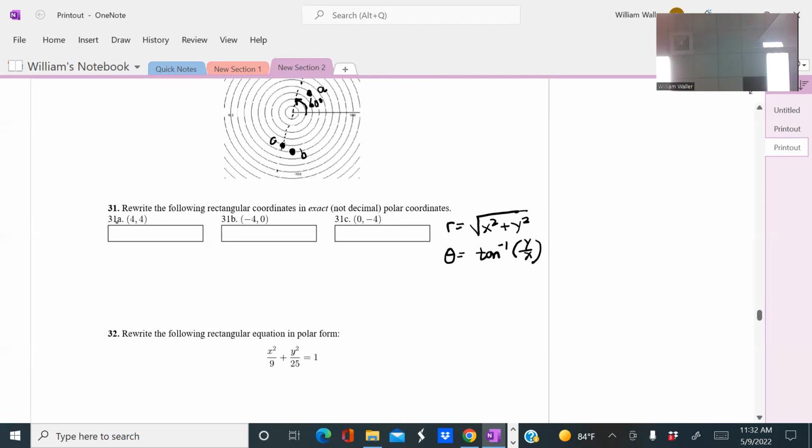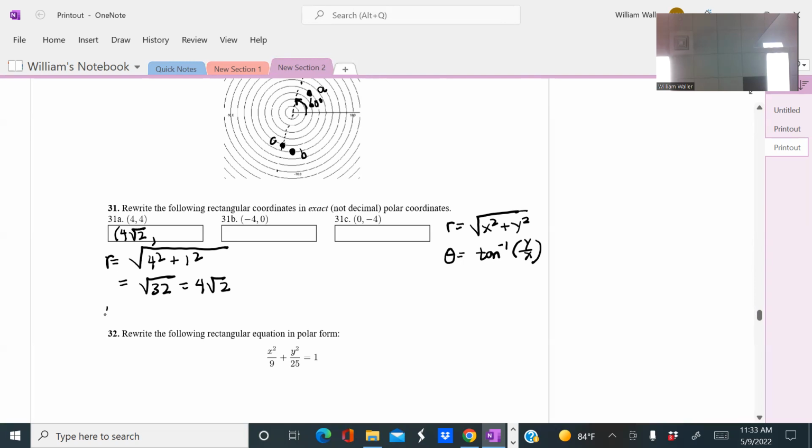Well, let's try this one. So let's convert those rectangular coordinates back to polar coordinates. So what's the R value going to be? The R value is just the square root of 4 squared plus 4 squared. So easy, that's the square root of 32. So there's your R value. If you want to, you can write that as 4 times the square root of 2, but you don't really have to. So our R value is 4 times the square root of 2, or just the square root of 32.